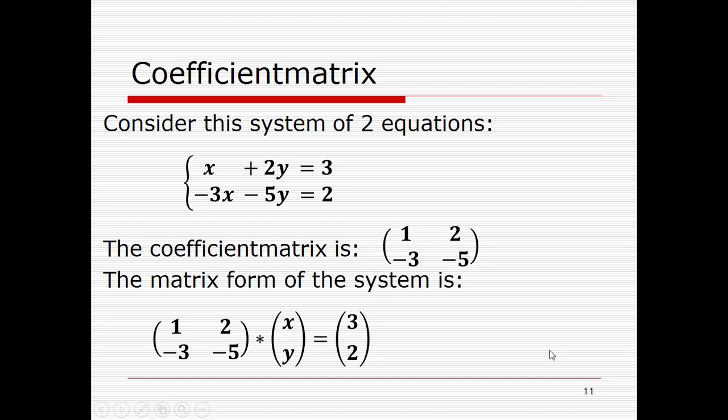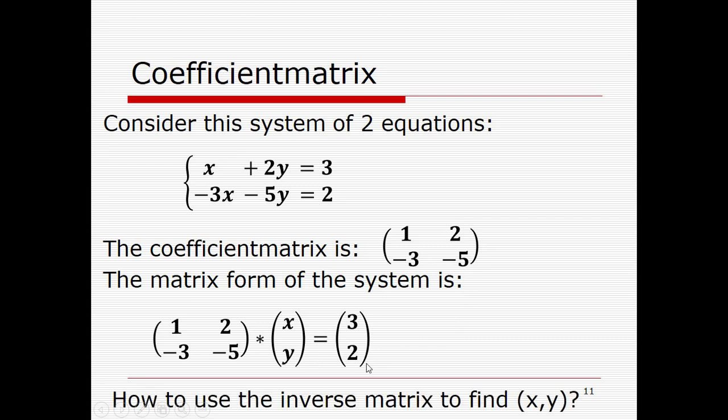Okay, so we've seen in the previous video that if we have a system of two equations, we could also look at this one as just a matrix multiplication. The thing in front of the xy is called the coefficient matrix. So these are the numbers in front of the x and in front of the y. So if we look at this system, how can we find the inverse matrix useful to solve this set of equations? Okay, let's give that one a try.